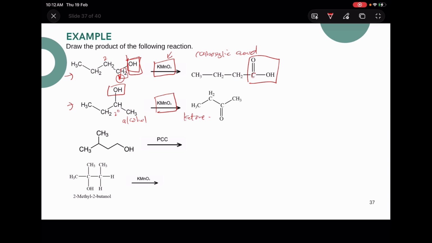Okay, so which means this carbon will become C double bond O. That's all. CHOH will change into C double bond O.